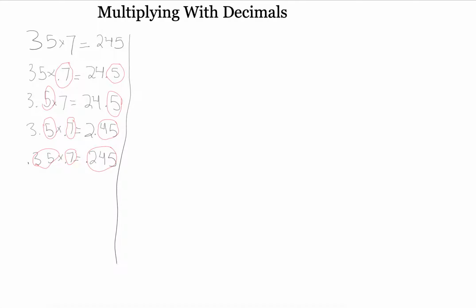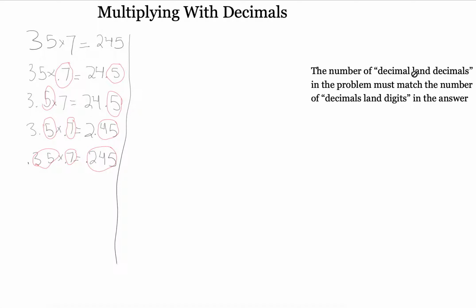So the general rule we came up with here is that the number of decimal land digits in the problem must match the number of decimal land digits in the answer. So in class, what we started talking about was this magical decimal land, and when you're in this decimal land, it means that you come after the decimal point. So however many digits enter this land in the question, there need to be the same number of digits that enter this land in the answer. So with this rule in mind, let's try a couple questions together.